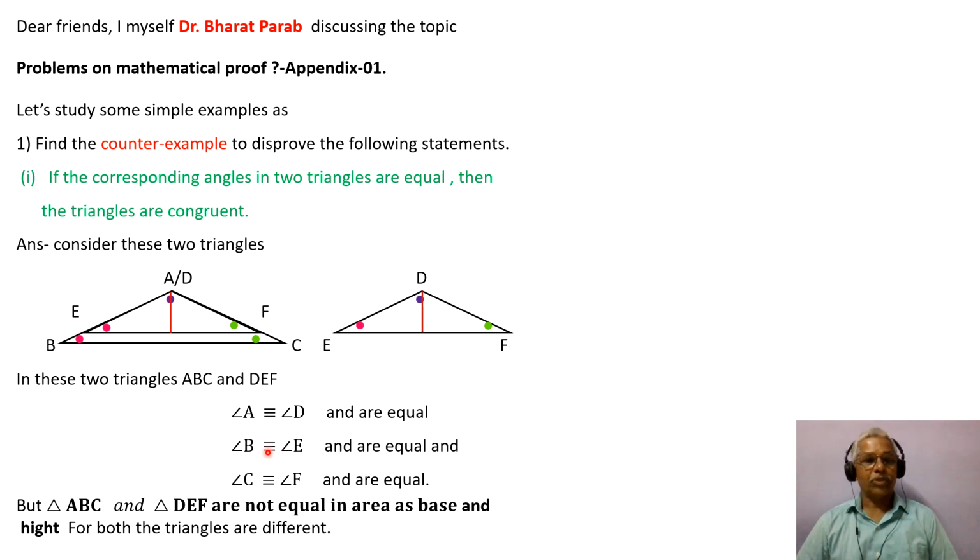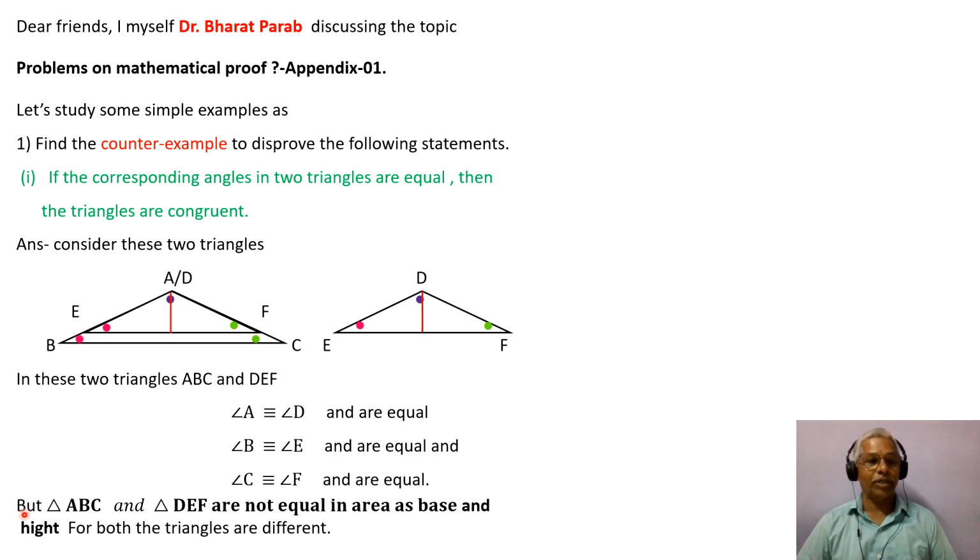Angle B corresponds to angle E, and they are equal. Angle C corresponds to angle F. This is the green one and they are equal. So all the corresponding angles of the two triangles are equal, but the triangles are not equal.